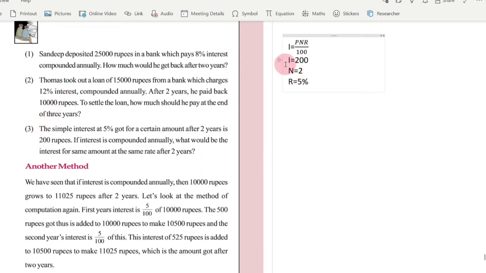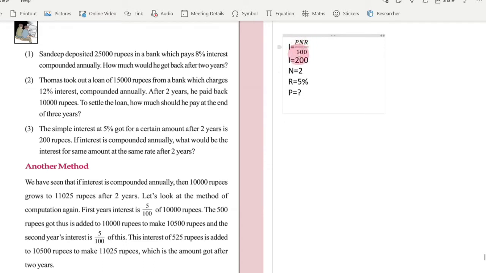So we have I, N and R, and what do we need to find out first? Yes, we need P. We don't know what P is. Let us find out P. So from this equation, how do we find P? Keep P on one side and move all other things to the other side.